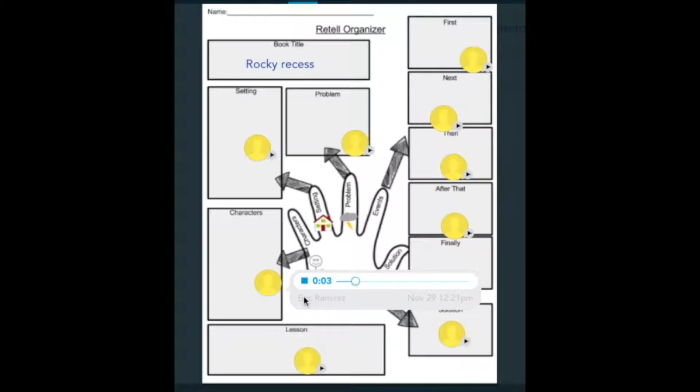Hey guys, my name is book. It's called Rocky Recess, and the characters are Ben, Raj, and Mrs. Sanchez. And they feel so mad because they fight over everything. They both like everything. They both like climbing.